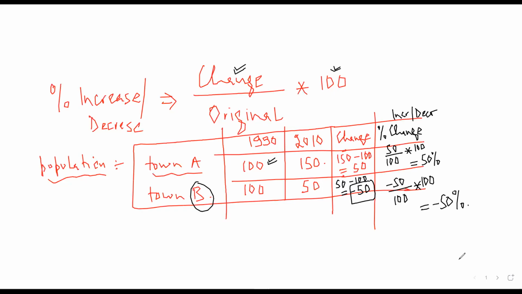Let me take another example. Again, we'll take the example of population only. Or maybe we can take another example. Let us take the example of speed, or we can take bank balance. I think bank balance would be interesting.